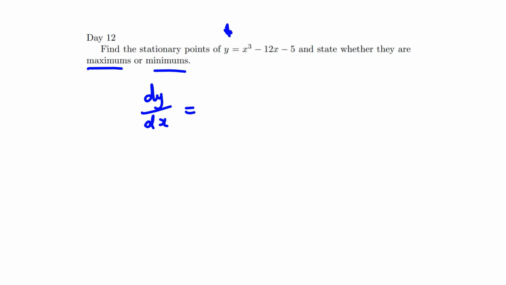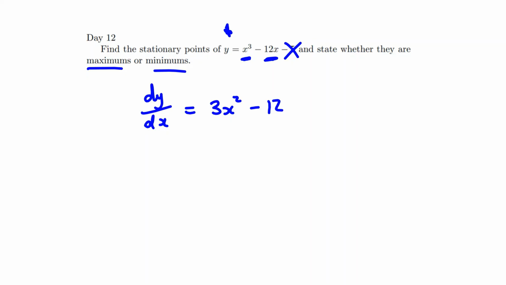So we've got x cubed. We're going to multiply by the power and then subtract 1 away from the power. When we just have an x, we can just get rid of the x. And here, the minus 5 disappears. So our dy by dx is 3x squared minus 12.